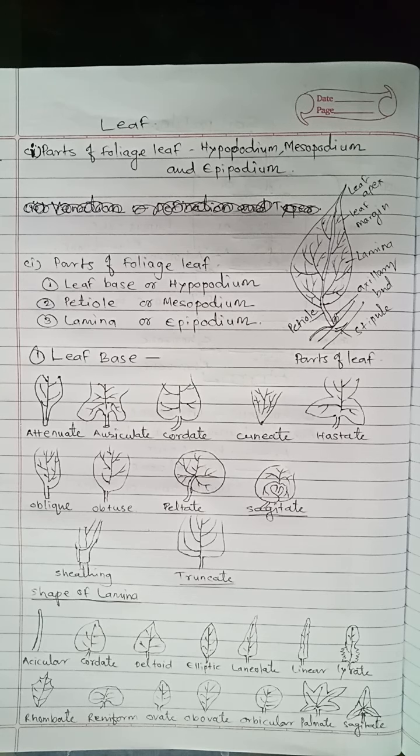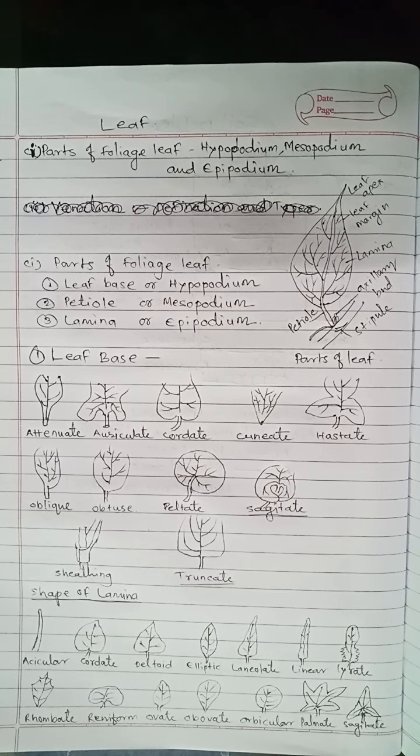Then petiole. The stalk of the leaf which connects the lamina with the stem or the branch is known as petiole. It raises the lamina above the level of stem so as to provide it with sufficient light exposure. A leaf with a petiole is called petiolate, and the one without petiole is called sessile leaf. The petiole shows following modifications.